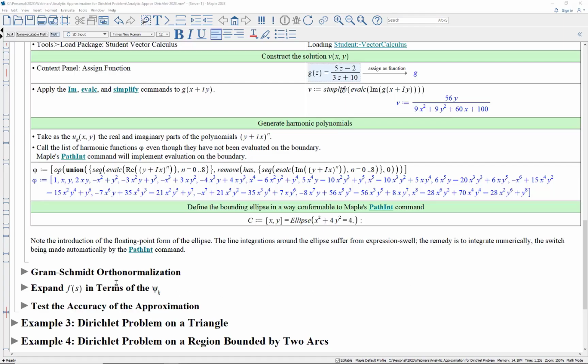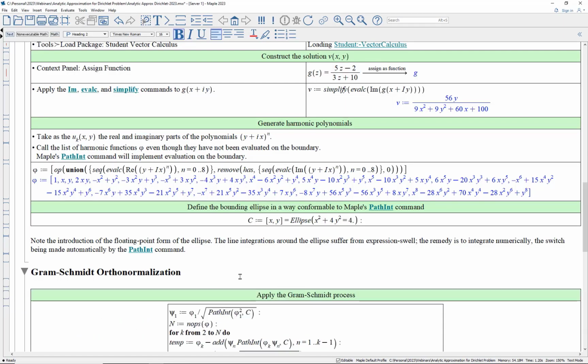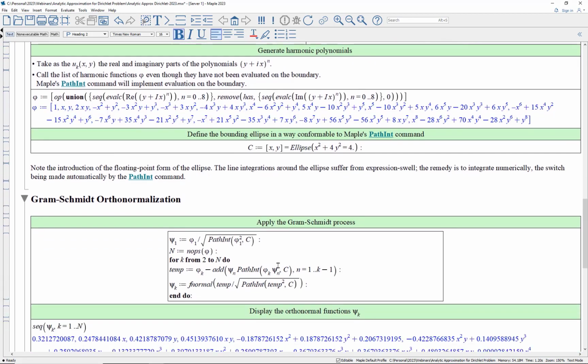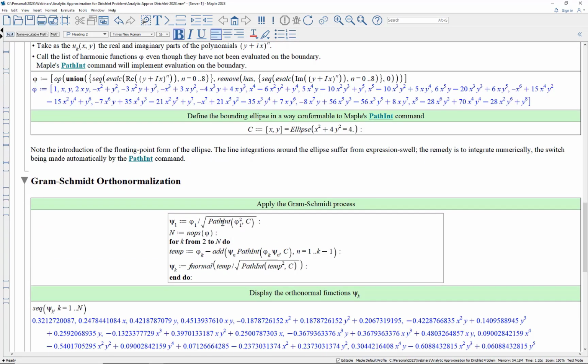The next step is the Gram-Schmidt orthonormalization process, and I do it just like I did before. I'm using the path in command, integrating a scalar around this ellipse, and here's where I normalize. Here I'm counting up the number of polynomials in this list, and then you subtract off the components along the previous psi, and then normalize. So this is the normalization step.